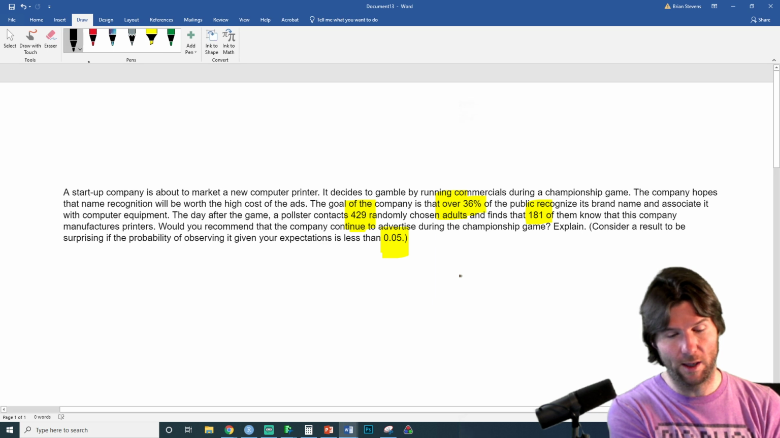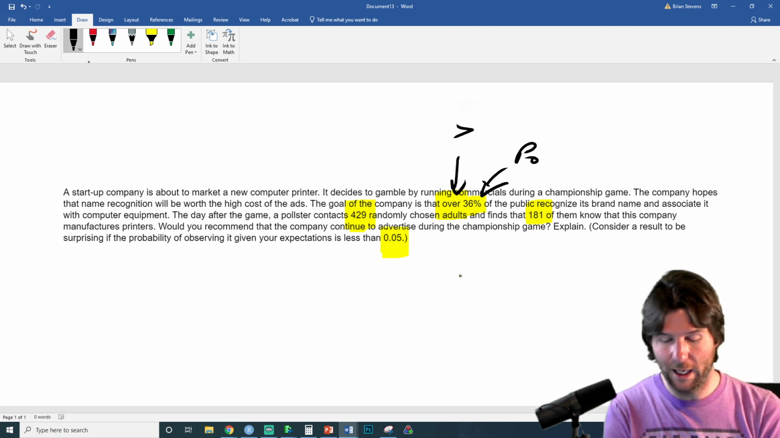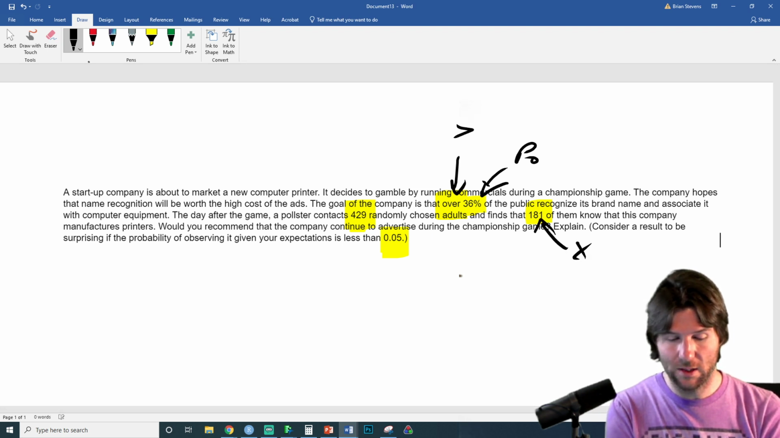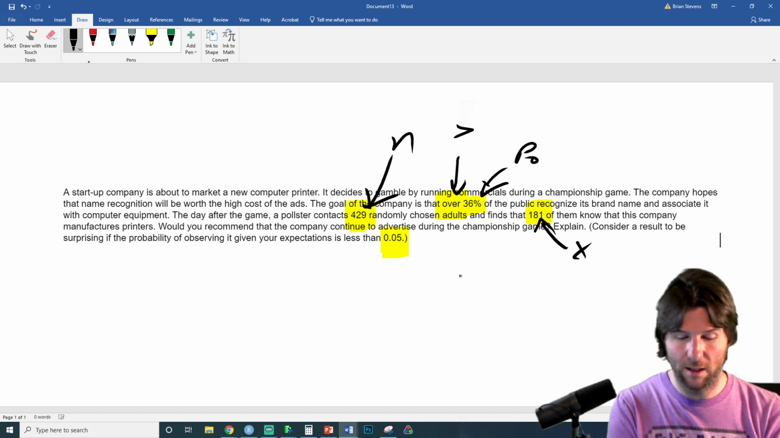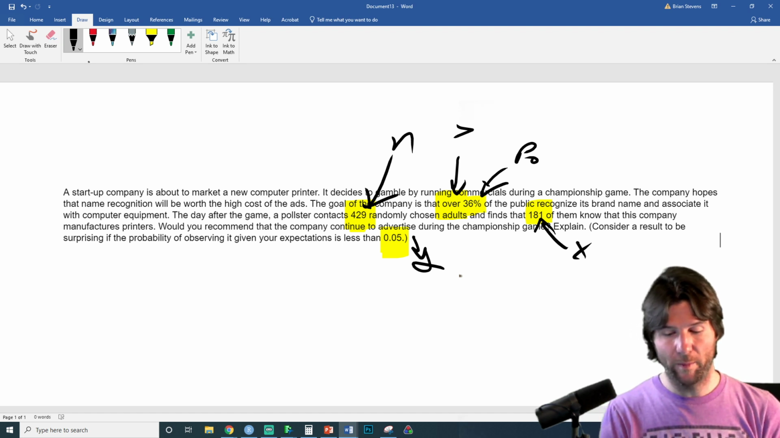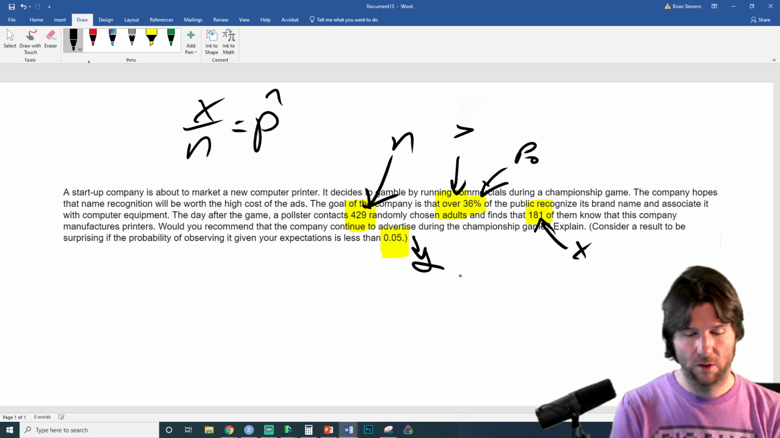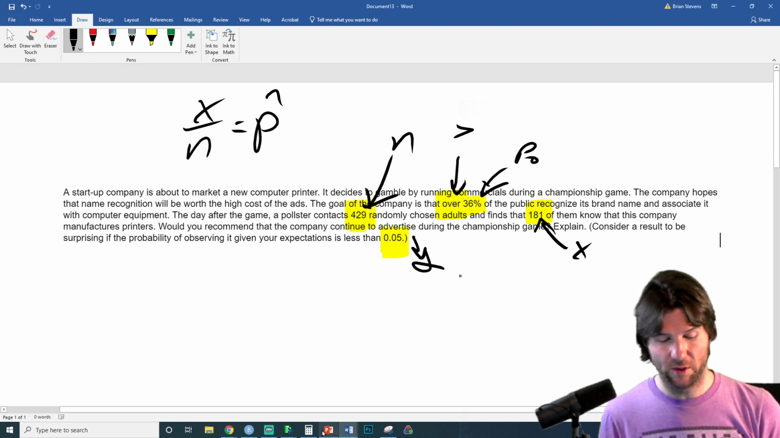Let's put that notation down here. So this is going to be P naught. This is going to tell us the greater than sign. This right here is X. This right here is N. And this is our alpha level right here, which is the percent of the time we reject the null, the type 1 error probability rate. So from X over N, we need to get P hat. So there's P hat.